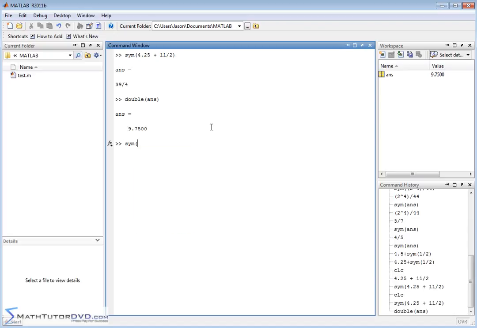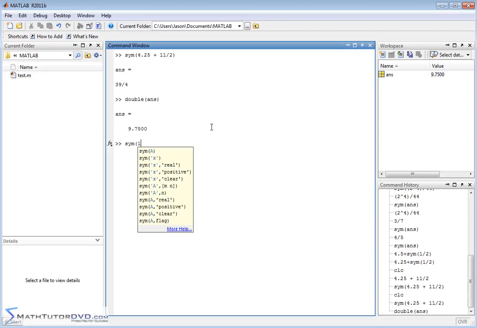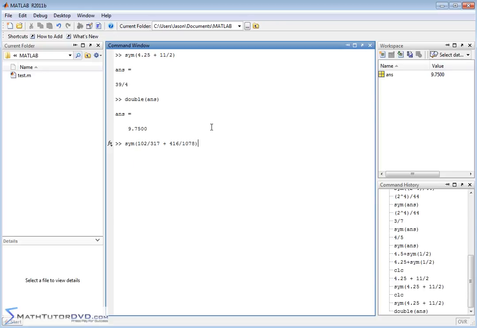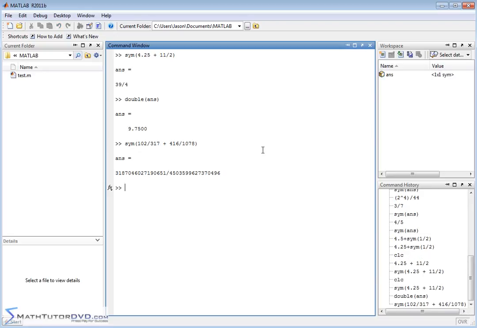Anytime you're doing some arithmetic, let's say 102 divided by 317 plus 416 divided by 1078, let's do something that's not so easy to do by hand. So I'm taking a symbol, I'm adding these two giant fractions together. MATLAB is going to give me this very large fraction. Look at this very large numerator, this very large denominator. Okay, that's wonderful, but that's not very compact.